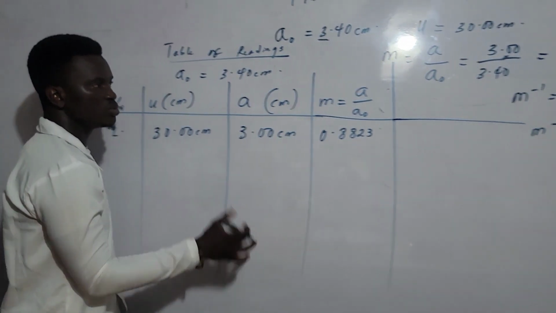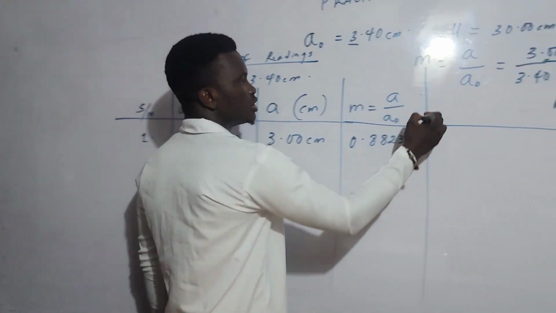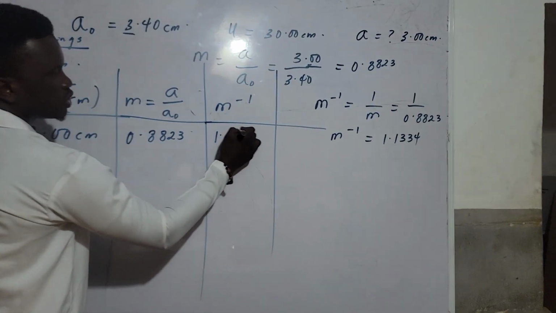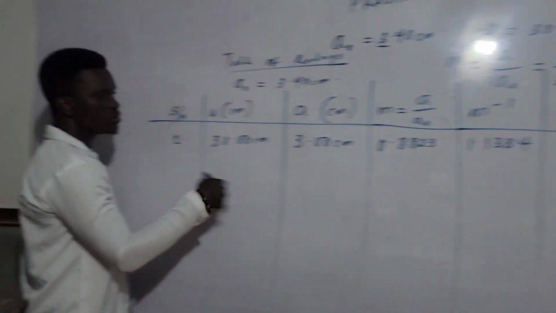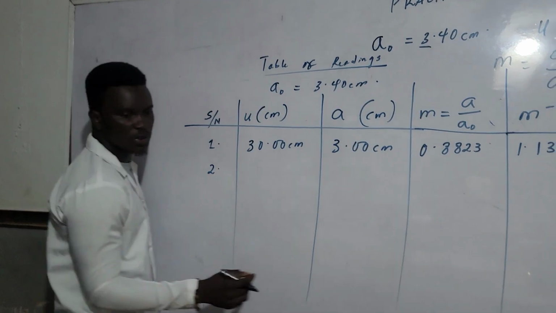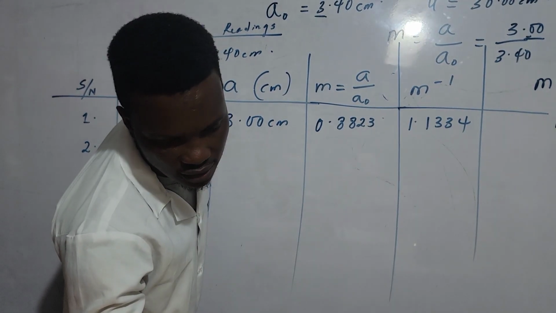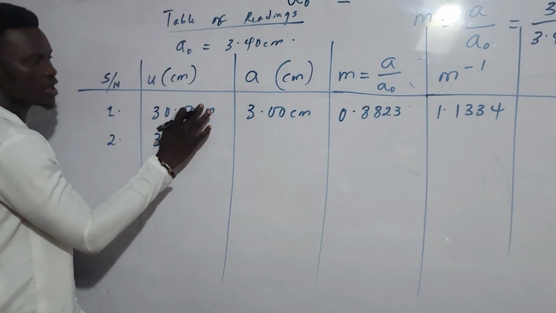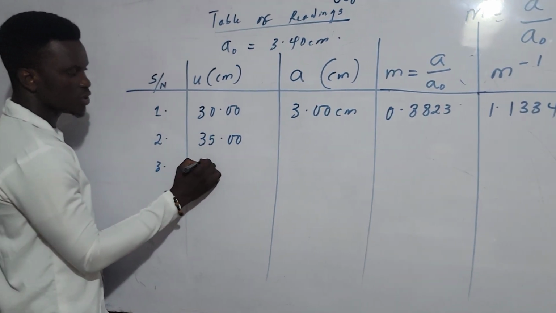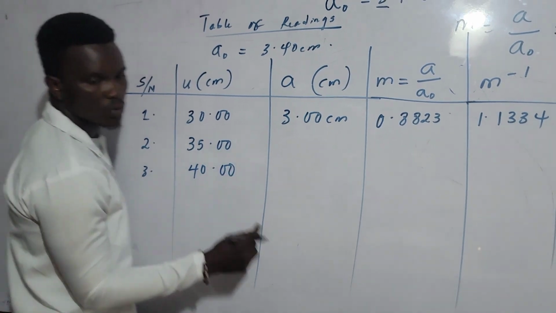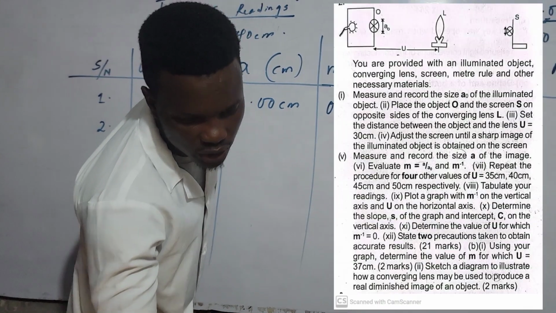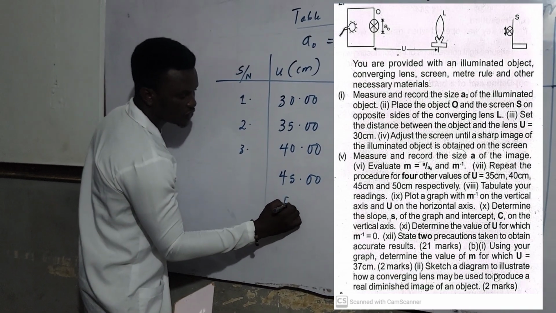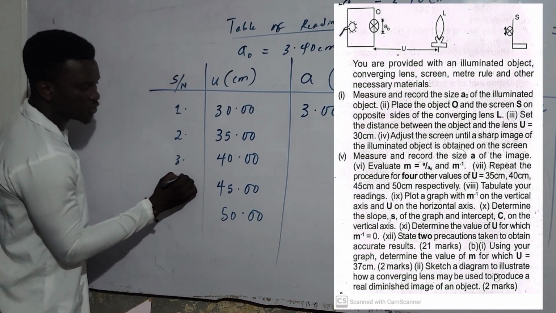If you don't know how to do a table, visit the previous video I've done. So you have to also look for M inverse. So for M inverse, we got 1.1334. So we are going to repeat this experiment again. So they said we should repeat it for 35. So we're going to do for 35. Don't forget, be consistent. Then we're going to do for 40, then for 45 and 50 centimeters. So we have done for the first one.